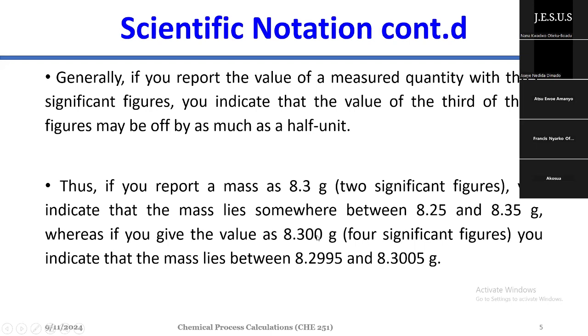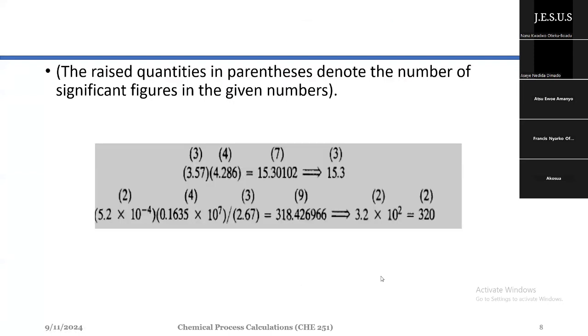0.001. Then you find half of that 0.001, and that will give you 0.0005. Then you can add that to this, and then you subtract also to get the range in which the number falls within.